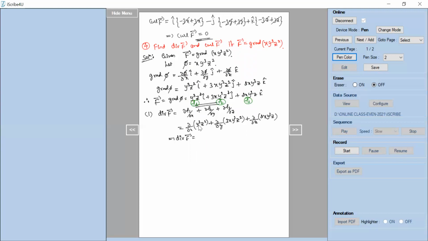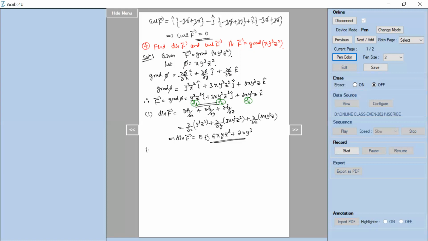There is no x here, so it is a constant. So differentiation of a constant is 0. The first term becomes 0 plus the second term. This is with respect to y, and differentiation of y square is 2y. 2y into 3, it is 6xyz square, plus the next term. This is with respect to z, so it is 2xy cube into z is 1. So this is the divergence of this vector. So this is how we can find the div f.